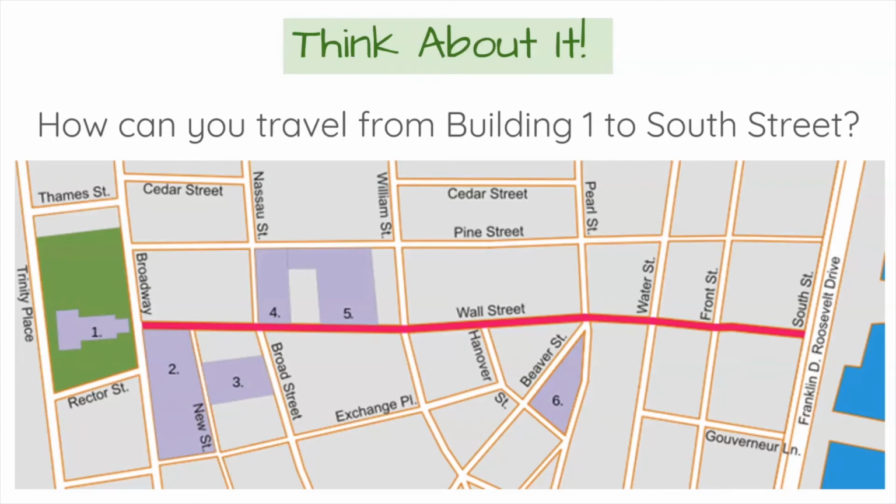Let's re-energize our brain with another Think About It task. Today's Think About It task asks you to describe several different ways to go from Building 1 to South Street. Take a few seconds to think about 2 different ways you could use to go from Building 1 to South Street. Let's hear from my family to learn about their ideas. As you listen, think about how important good directions are when traveling.